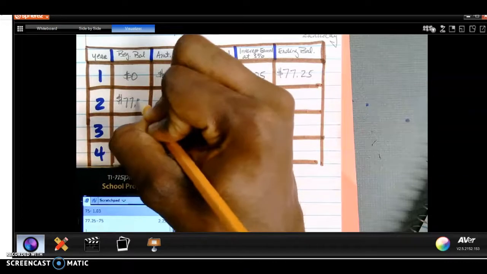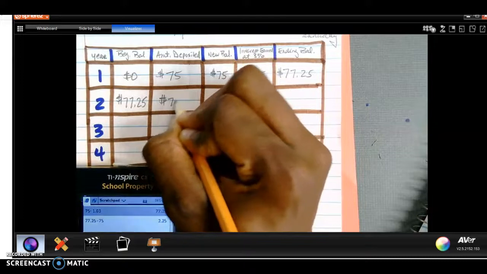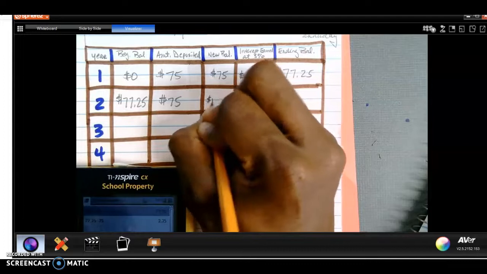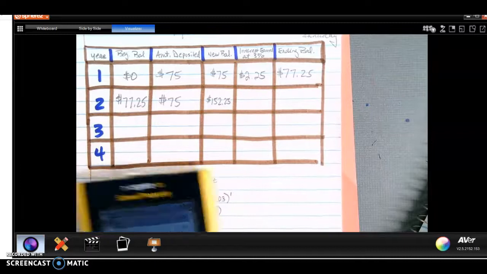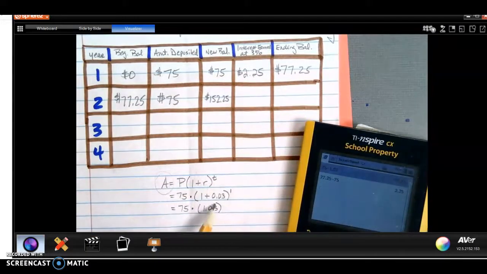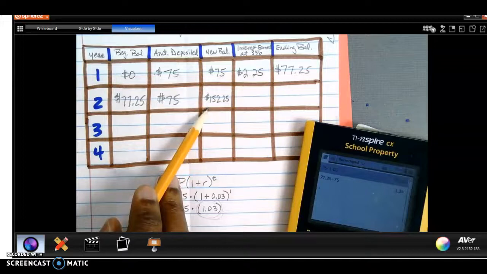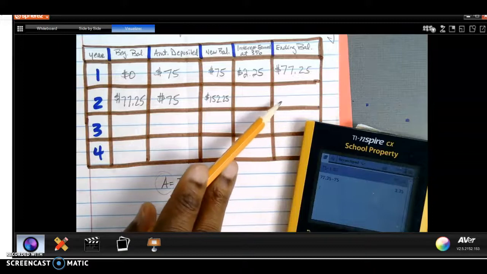So I'm going to start off with 77.25. The amount that I'm going to deposit again at the beginning of that next year is going to be 75, which turns into $152.25. I'm going to use my formula again, and I'm just going to use this standard amount because I know that it's still going to be 3%. I know that it's still going to be to the first power, so nothing really changes except this amount is what I'm now going to be multiplying by. So the new balance times 1.03 is going to give me the new amount in my account.